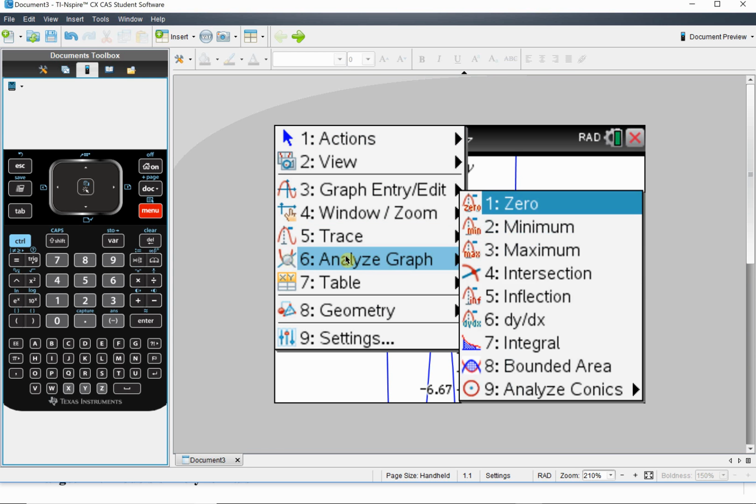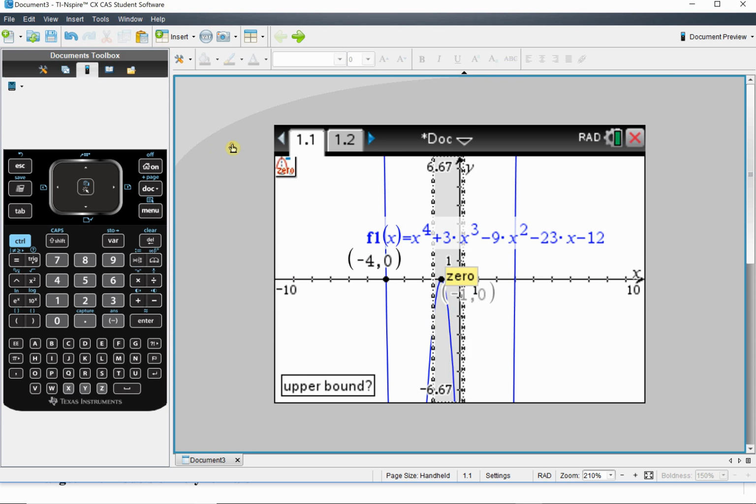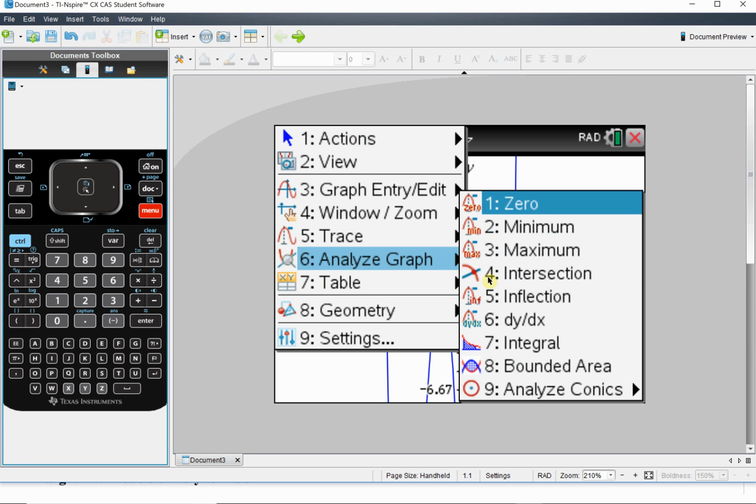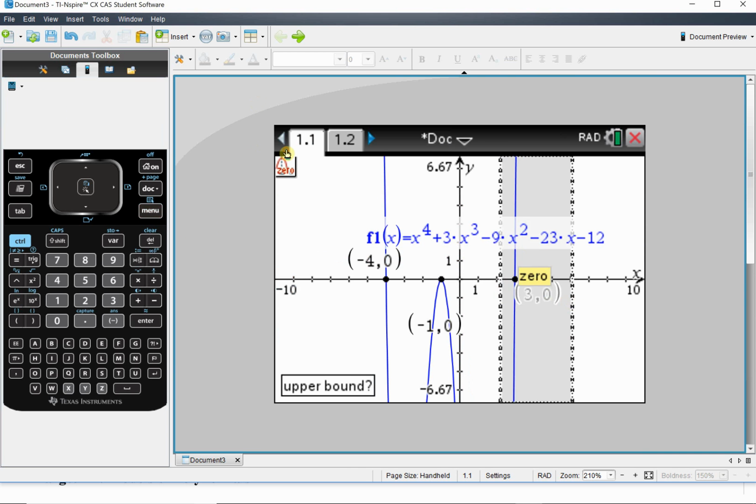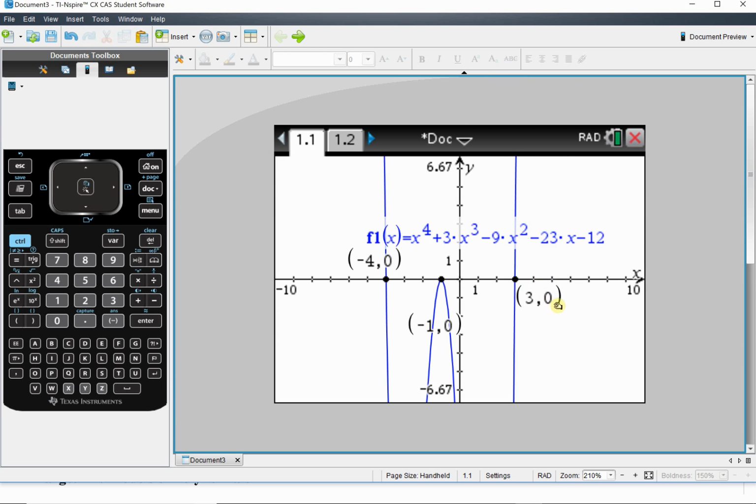Then we just have to repeat that over and over. We did it 2 more times. It's 0. This turns out to be -1. And then the last one, analyze, enter, not my bad, 0 over. Alright, so there we go. We got 3 points: -4, -1, and 3.